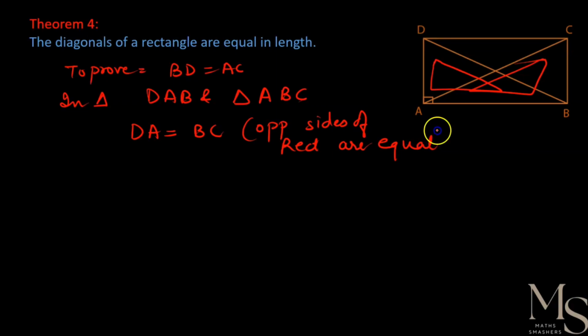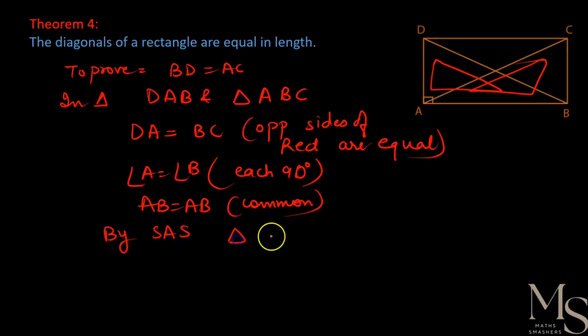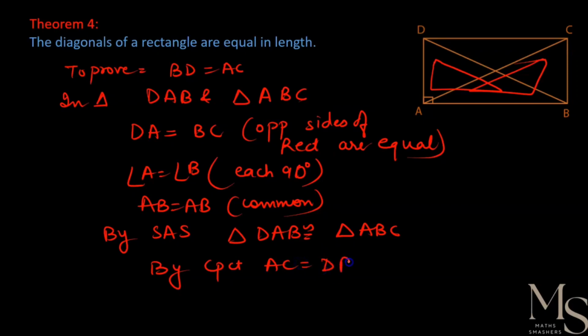Okay, what are they? They are equal. And angle A is equal to angle B, each 90 degrees, right? Why? Because all the angles of a rectangle are 90 degrees, and AB is equal to AB, they both are common. Okay, so by which criteria? By side angle side criteria, triangle DAB is congruent to triangle ABC. So by CPCT, I can say that AC is equal to DB. So we have proved that the diagonals of a rectangle are equal in length. So hence proved. I hope you are all enjoying these theorems.